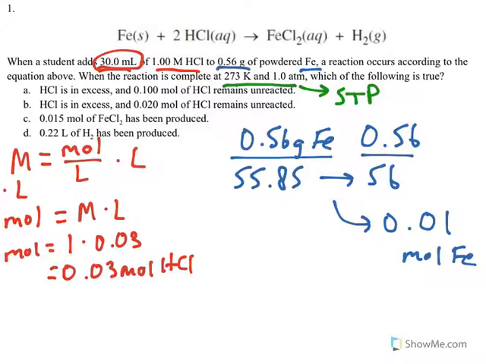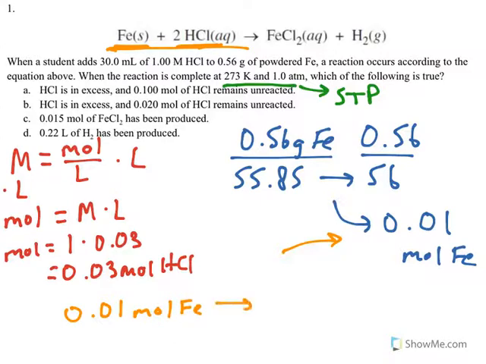Now that we have some more simple looking answers, we can compare them using this balanced chemical equation up at the top. And in this we can see that 1 iron reacts with 2 HCl's. So our limiting reactant here is going to end up being the iron, because for 0.01 mole of iron, since the coefficient of iron is a 1 and the coefficient of HCl is a 2, you would need twice as much HCl. So 0.01 mole of iron would need 0.02 mole of HCl in order to react. And we have more than enough. So iron is our limiting reactant here.